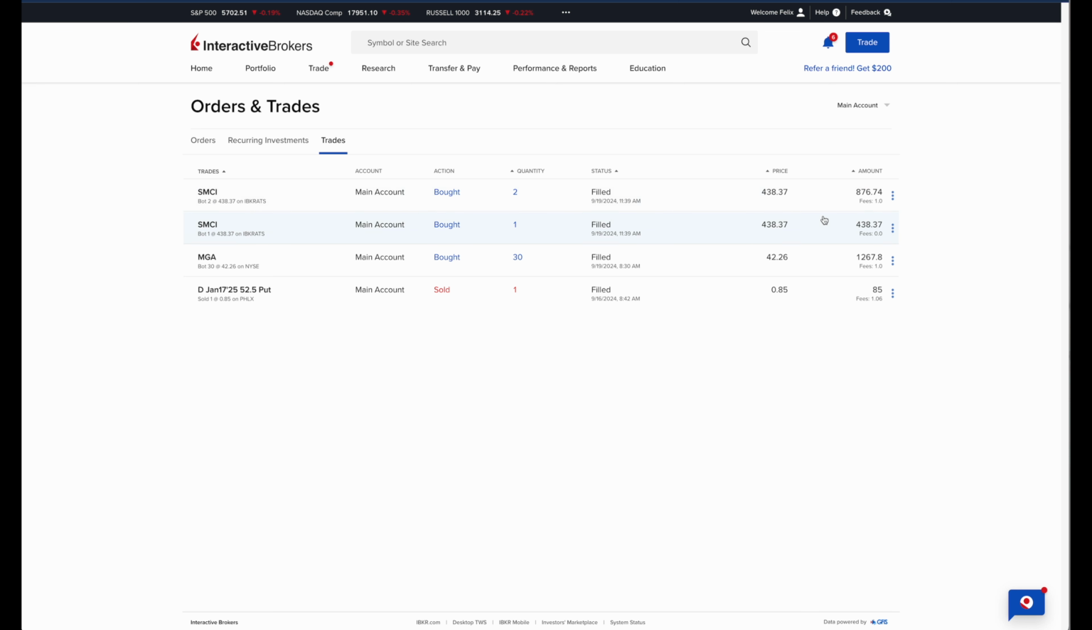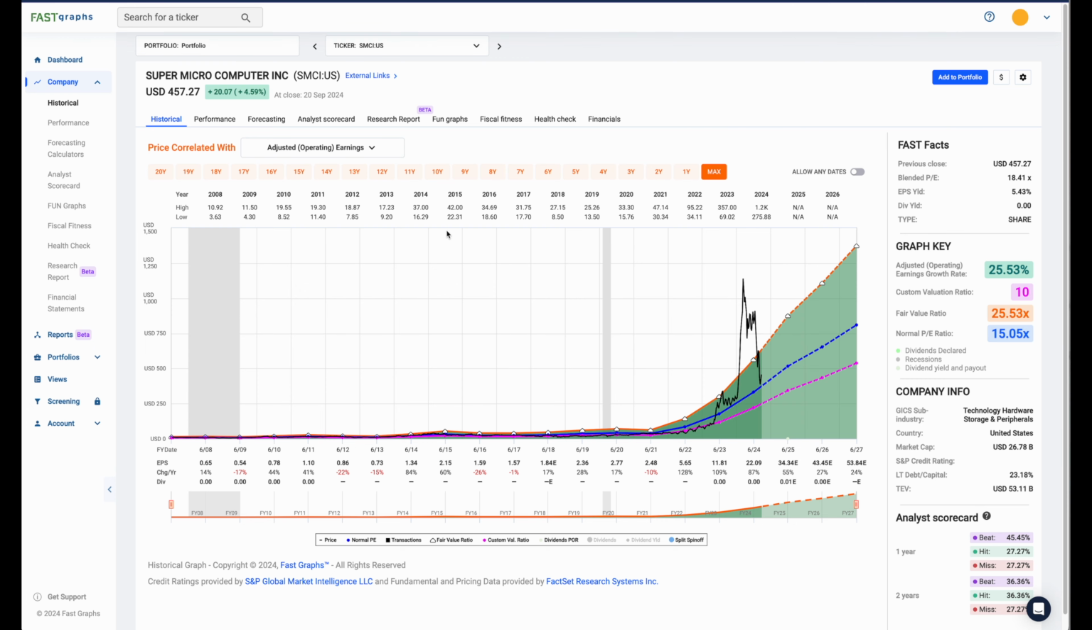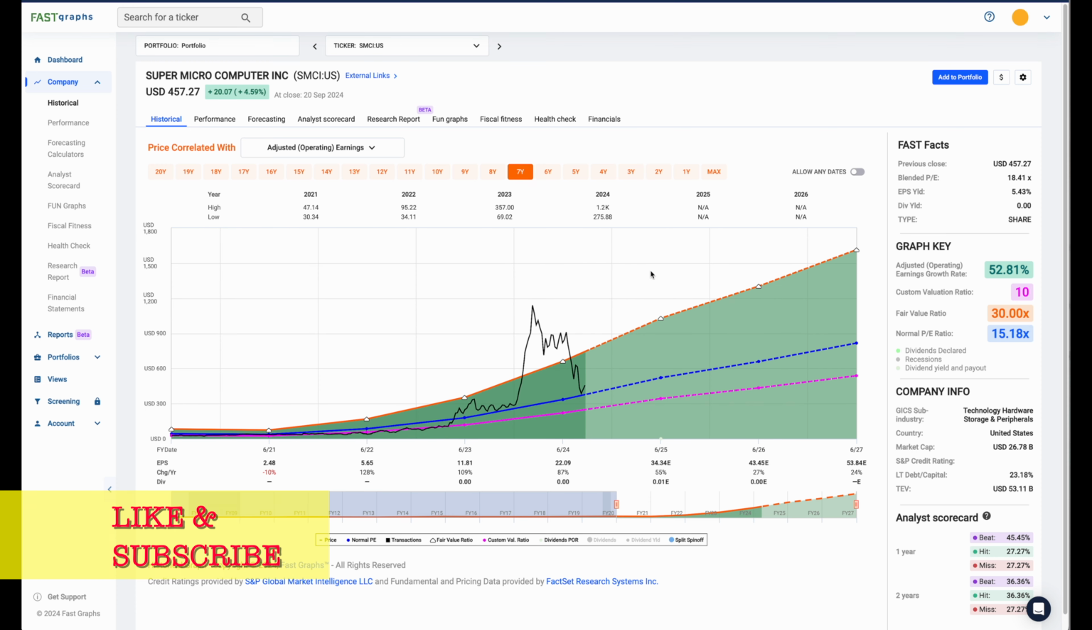I still think it might go lower, but you're never 100% sure, so I figured it's still a good price. Let me buy a few shares to be part of the game here with Supermicro Computer. If you watch the video of Chuck Carnival, he goes into detail on why he owns shares as well at a higher price, why he bought shares and why he likes the company. I'm going to do kind of the same thing and show why I like the company from my perspective as well.